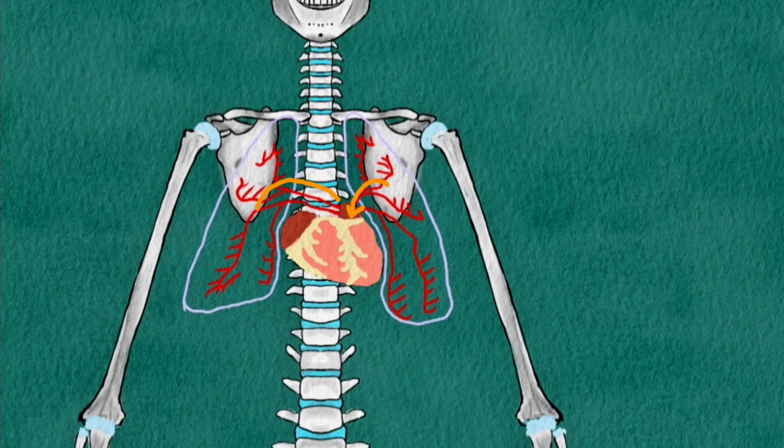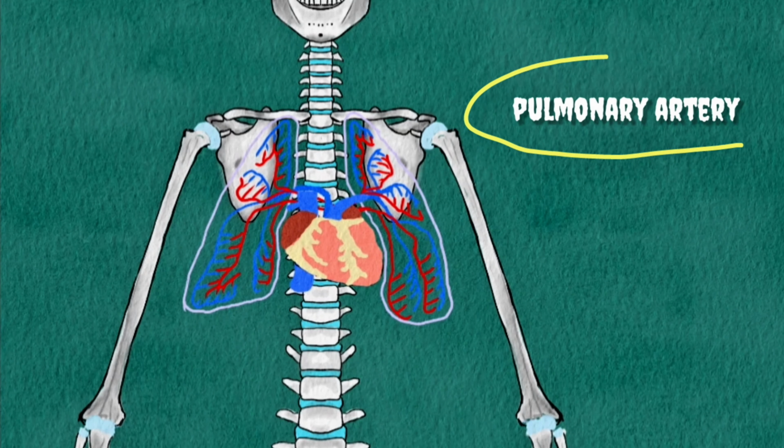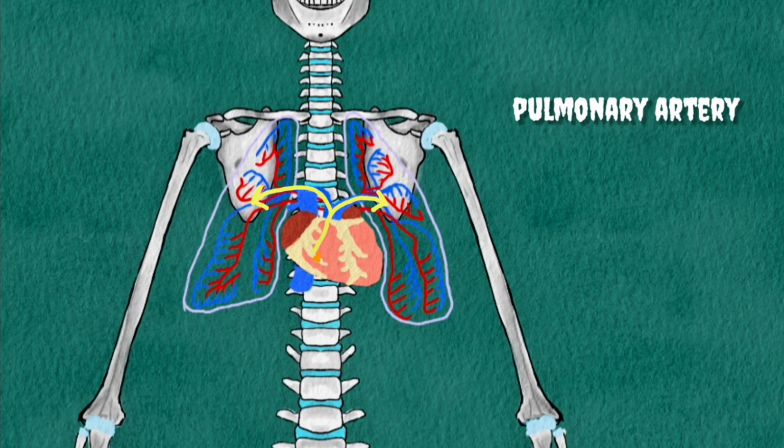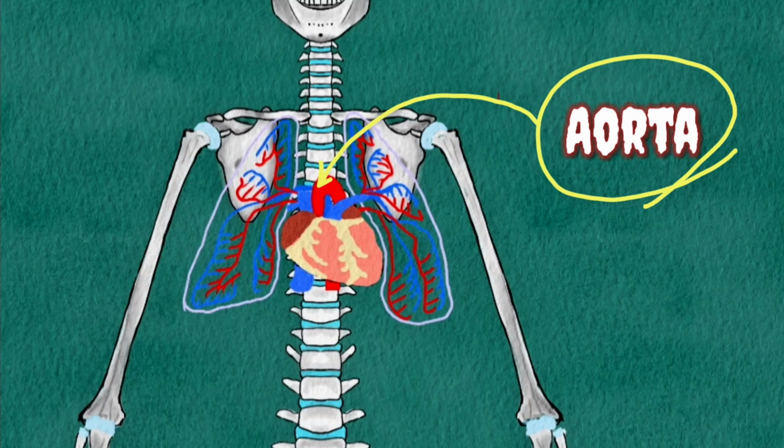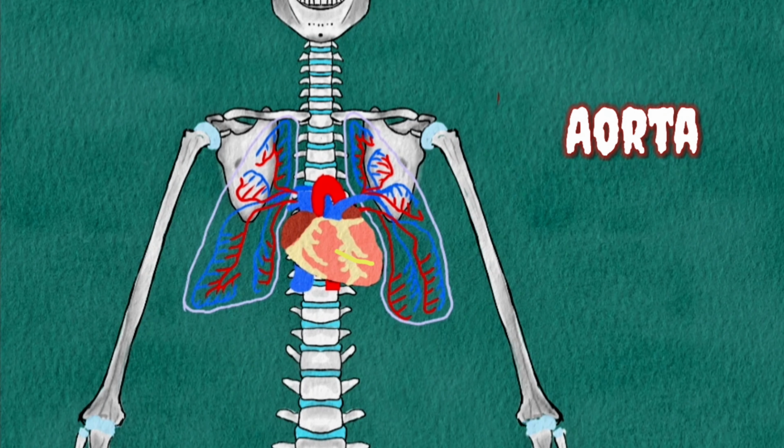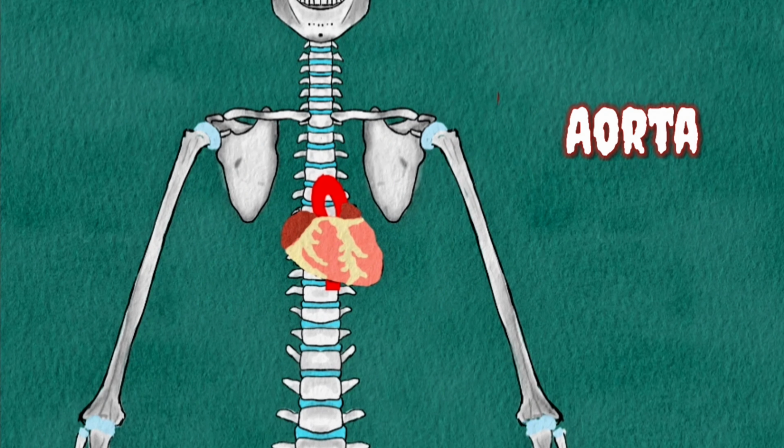the right atrium. And draining out of the heart are the pulmonary artery, which carries non-oxygenated blood from the right ventricle of the heart to the lungs to be oxygenated. It is the only artery which carries non-oxygenated blood. And the aorta, which carries oxygenated blood from the left ventricle of the heart to the rest of the body. Today we are going to have a look at the aorta and its branches.